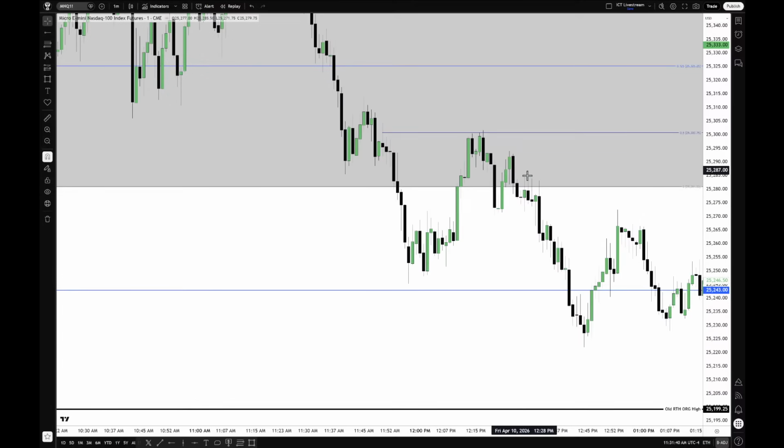But why is it doing all the things I teach? Look where it's below it here. The bodies can't even touch it now, but the wicks are being offered to it. See that? Inversion fair value gap. The bodies are telling you it's getting ready to dump.